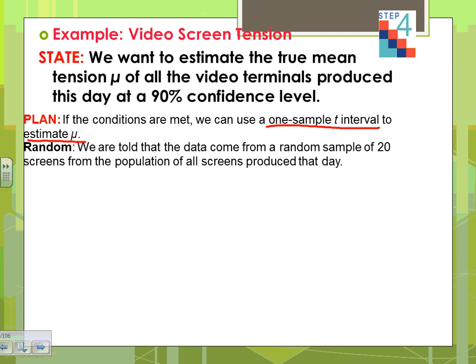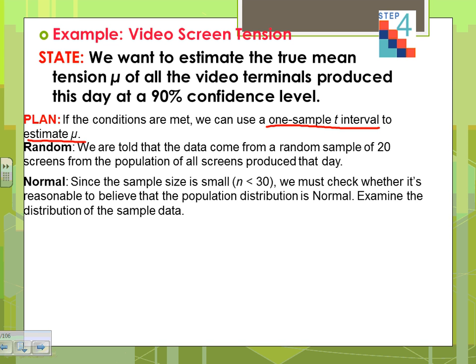So let's check and make sure that our conditions are met. We cannot do this unless our conditions are met. Got it? Okay, say that to yourself again. We cannot do this unless our conditions are met. All right, so we are told that the data comes from a simple random sample. So, yep, it's random.